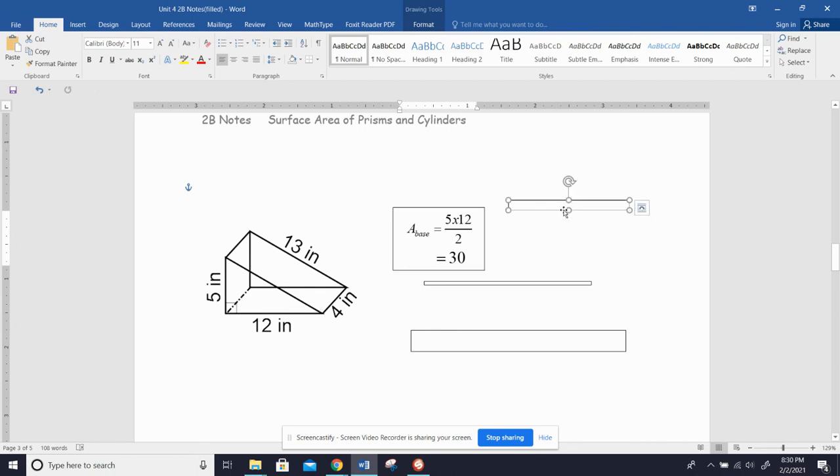Step 2, we want to find the perimeter of the base. Okay, again, we're going to add all three sides. The 13 can come right across here. If we didn't have this, we could use Pythagorean theorem to help us find that. Identify the height, which is going to be 4 in this problem.